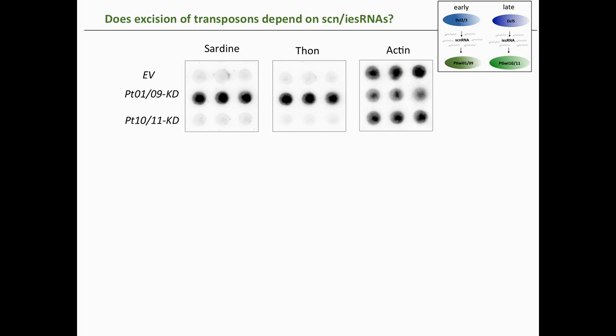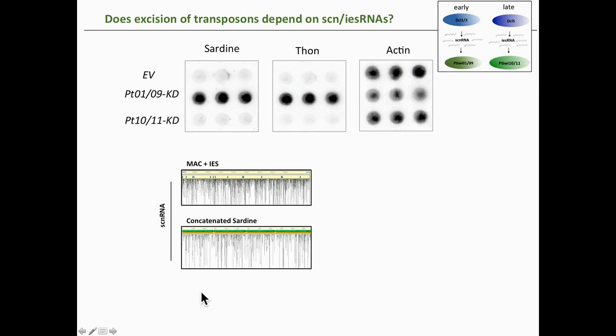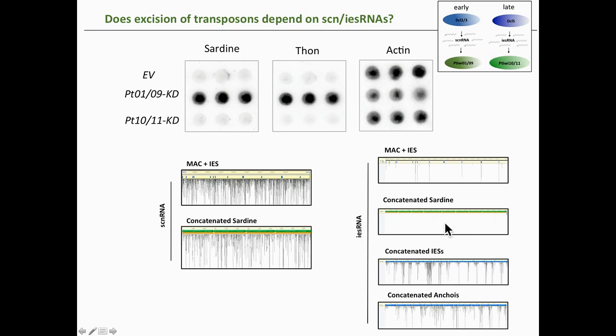Then we wanted to see if the small RNAs are actually produced from those transposons. As you can see here, this is all the sardines just concatenated, and we mapped the scanRNAs to it. We can see that scanRNAs are produced from the sardine transposons. On the other hand, there are almost no iesRNAs produced from the sardine transposons, but they are produced from the anchois. Here you see the signature of those few reads mapping to the sardine, which clearly suggests that this is a degradation product or whatever, but for sure not iesRNAs.